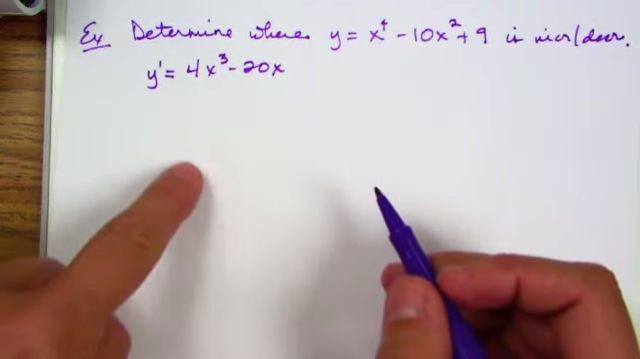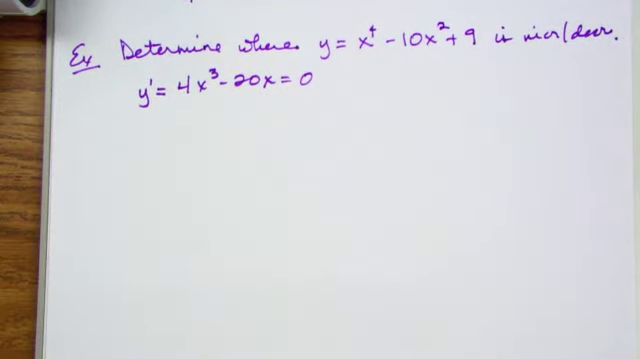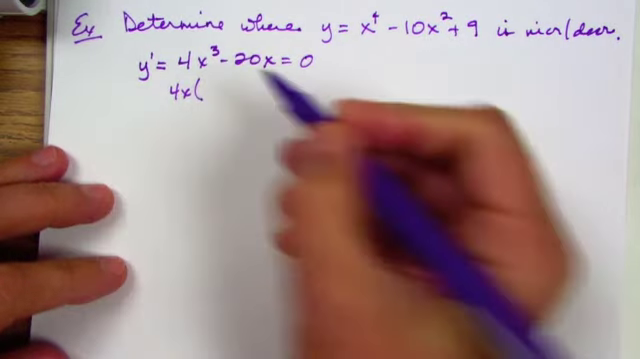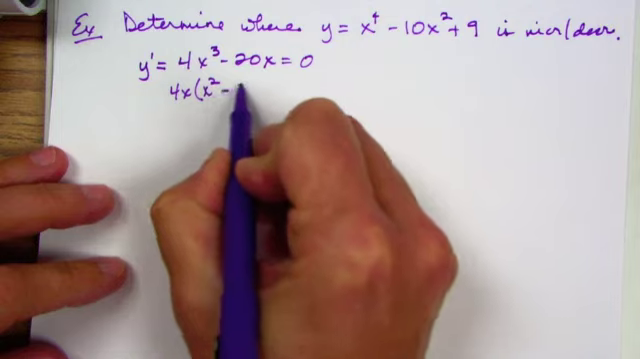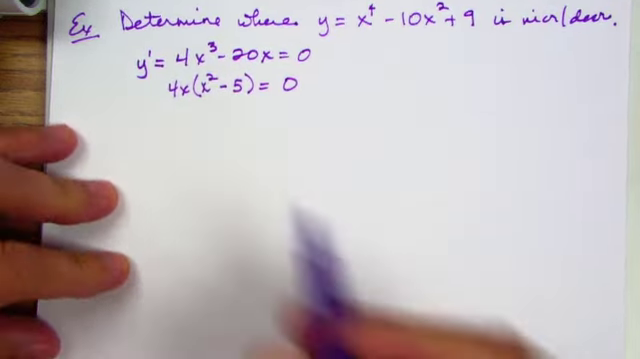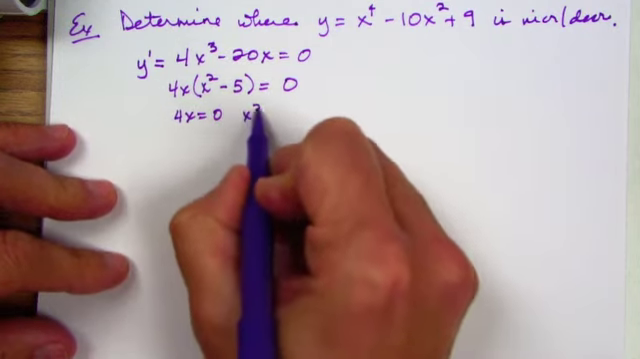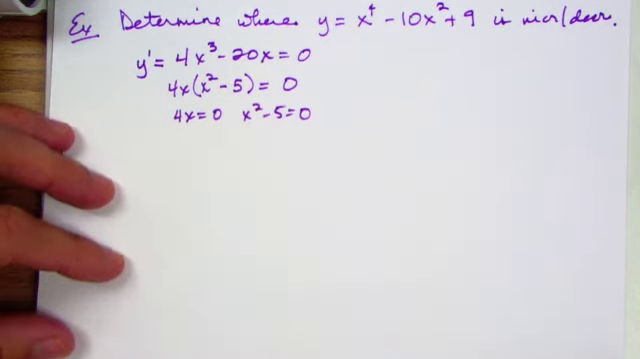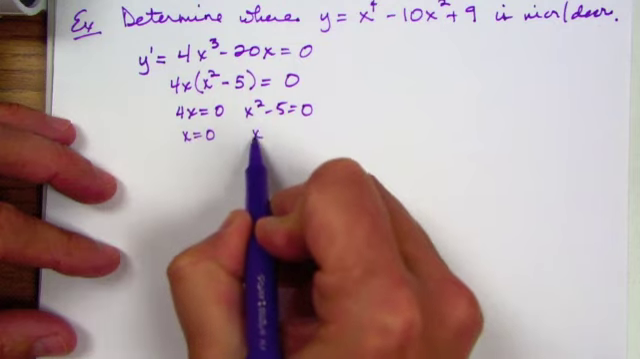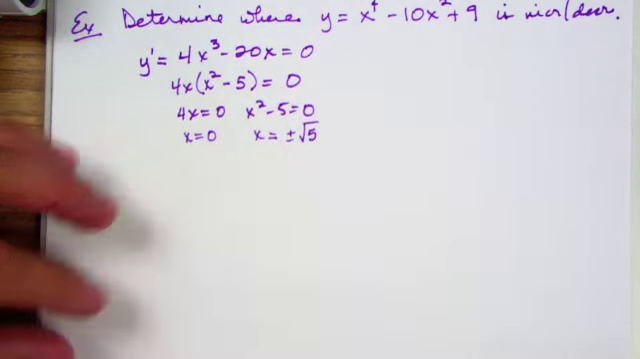Find the critical values of this thing. So let's set it equal to 0 and factor out a 4x. So either 4x equals 0 or x squared minus 5 equals 0, if you're showing all the steps. So either x equals 0 or x equals plus or minus the square root of 5.